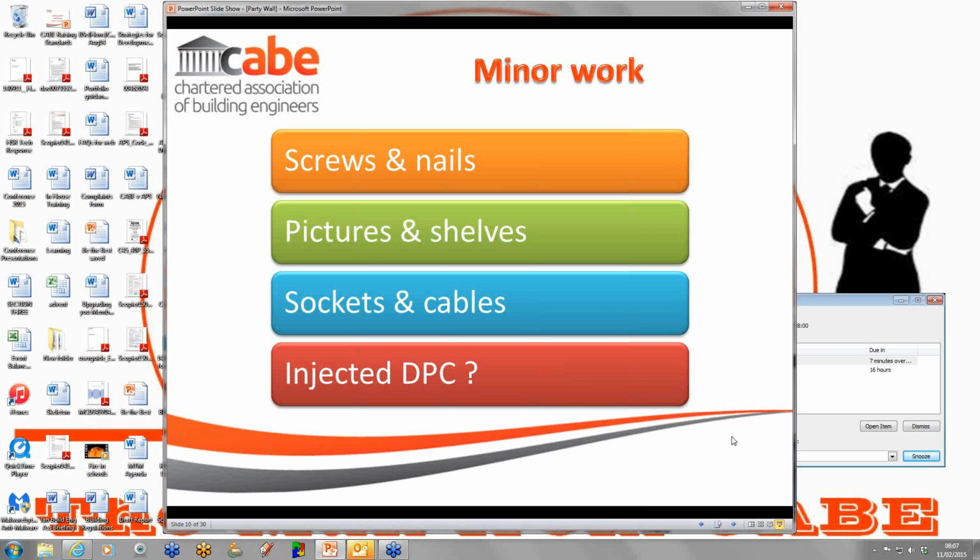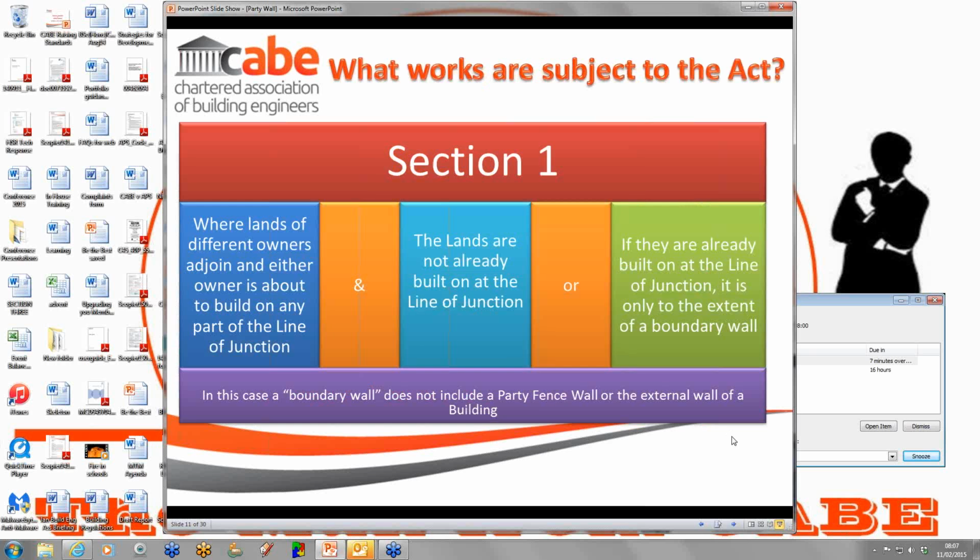So in terms of the work that's subject to the Act, basically if you're doing work on the boundary line or close to the boundary line, then it may well be that you've got to consider the requirements of the Act. So where you've got different owners either side of a boundary, the land hasn't got a building on the line of junction and the boundary, then that will be work that is subject to control under the Act. And we have to then try and make sure that we start this process and enable the development to take place in an amicable way.